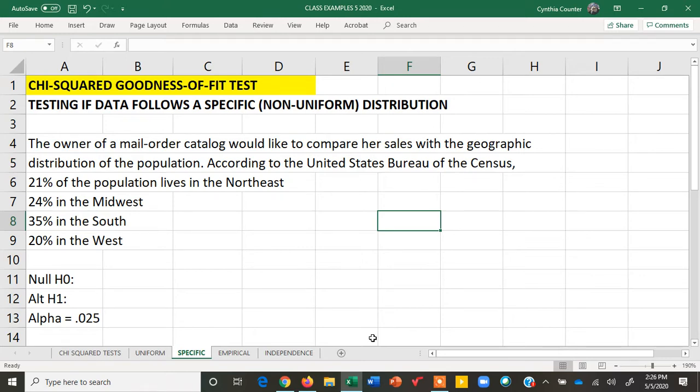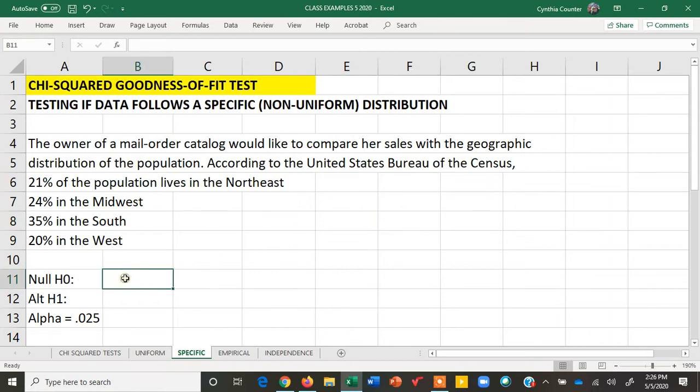So in this example, the owner of a mail order catalog would like to compare her sales with the geographic distribution of the population. She wants to see if the distribution of her sales corresponds with the distribution of the population. According to the United States Bureau of Census, 21% of the population lives in the Northeast, 24% in the Midwest, 35% in the South, and 20% in the West. So we want to test that the distribution follows these percentages specifically.